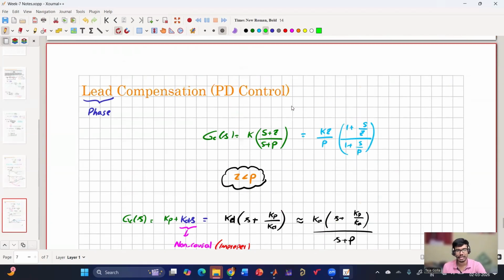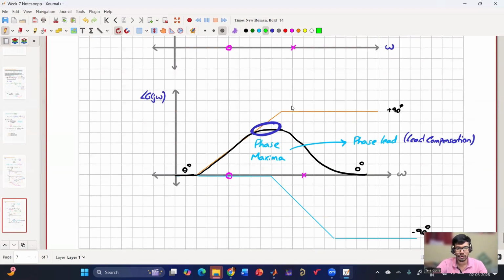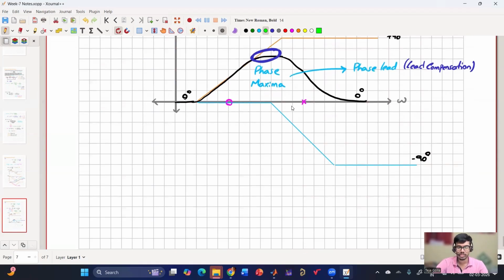Whereas lead compensation is like PD control and it will have phase lead. So the zero will come before the pole. The phase will increase before and then come back to zero later. And the plot will look something like this. So this is all about week 7. If you have any queries, you can ask, else we can end this session here.